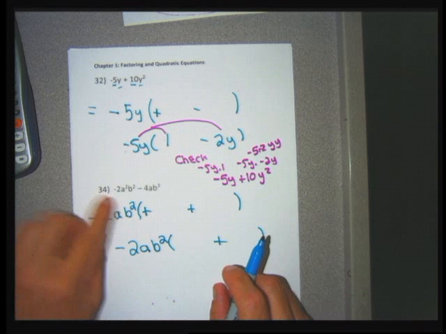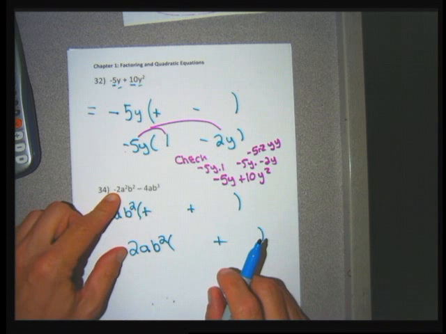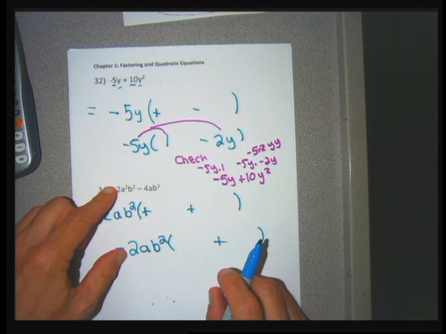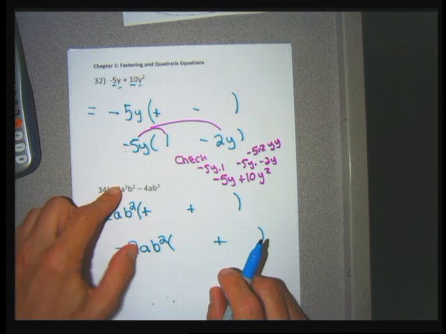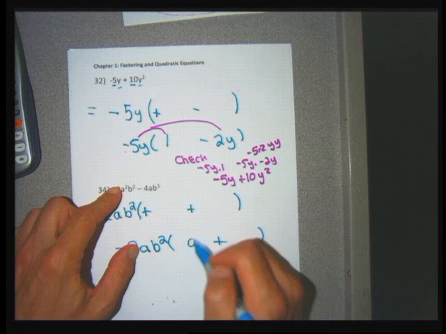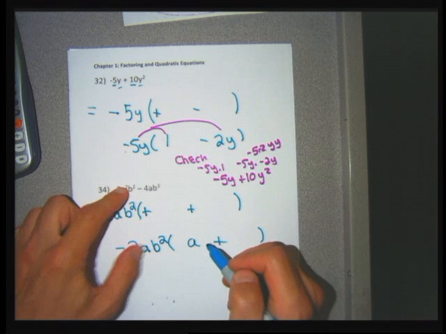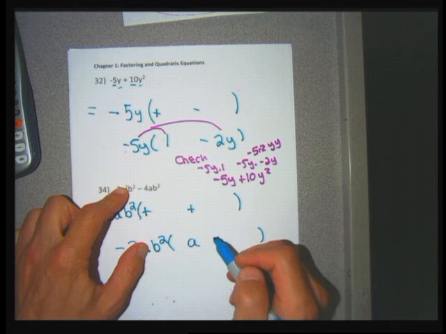So the first piece started with a 2. I factored out a 2. 2 divided by 2 is 1, so I won't write a number. The first piece had 2 a's. I factored out 1a, so I'm left with 1a. The first piece had 2 b's. I took 2 b's out. I don't need a b.